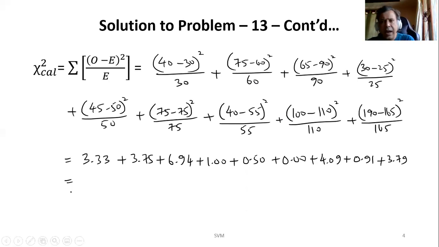And then if I add this, what do we get? 3.33 plus 3.75 plus 6.94 plus 1 plus 0.5 plus 4.09 plus 0.91 plus 3.79. We get 24.31.